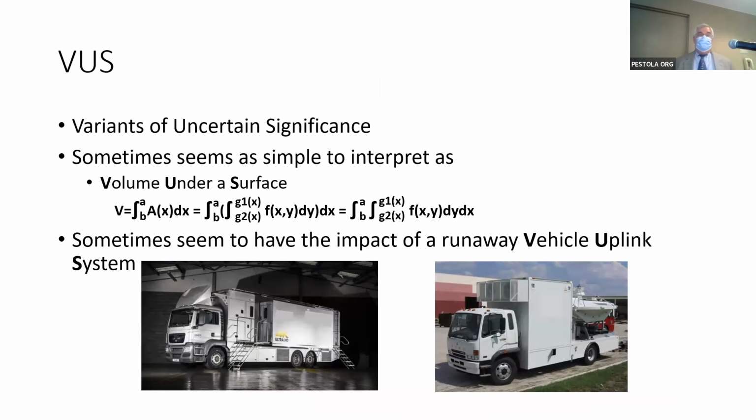Okay, so what's a variant of unclear significance? Sometimes it seems as simple as interpreting the volume under a surface, which everybody recognizes as a double integral. I don't want to have to do that. And sometimes it seems to have the impact of the vehicle uplink system, which is where I got the idea for the title of the talk, because if one of these things hits you, you've been run over by a VUS.